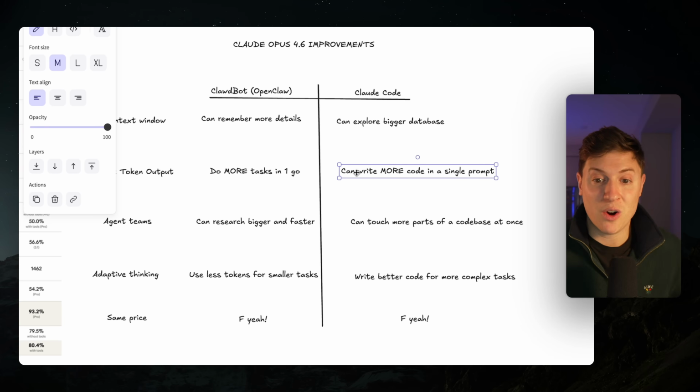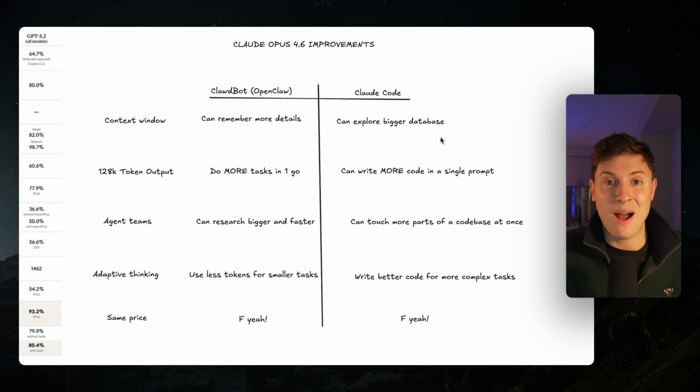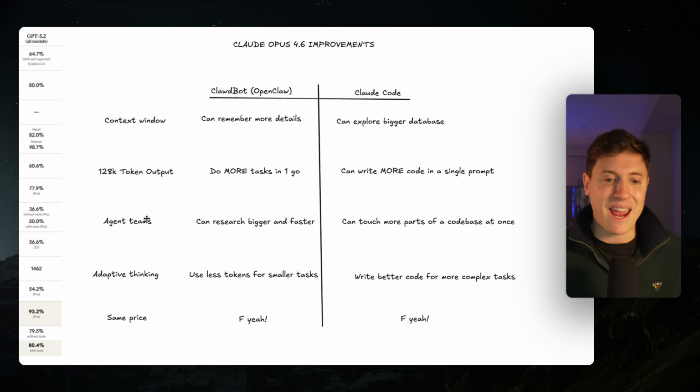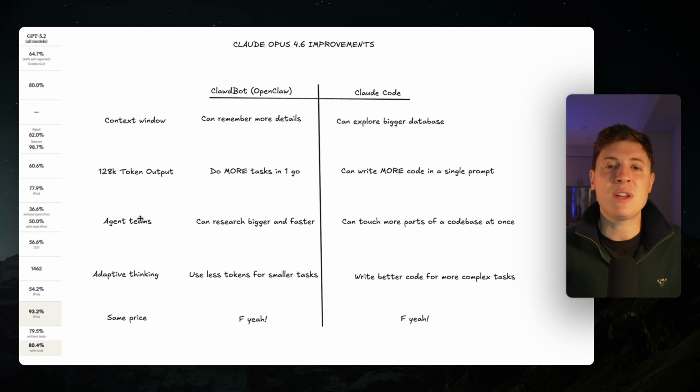As for Claude Code, it means it can write more code in a single prompt. It can just do more, and that is really helpful. It means you're doing a whole lot more one-shotting with Claude Code. It has agent teams, aka agent swarms, built in now. This means Claude Opus is way better at spinning up its own sub-agents to go and do work for you. So that means it can do bigger tasks quicker.